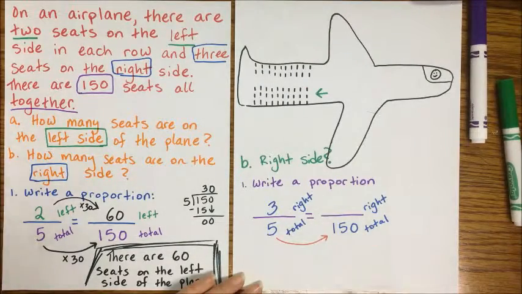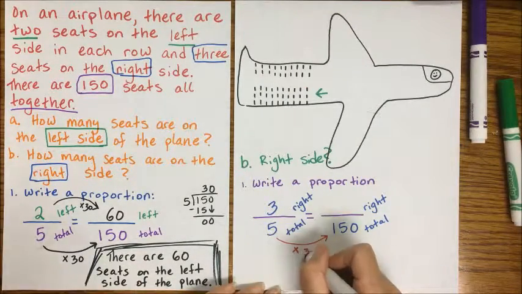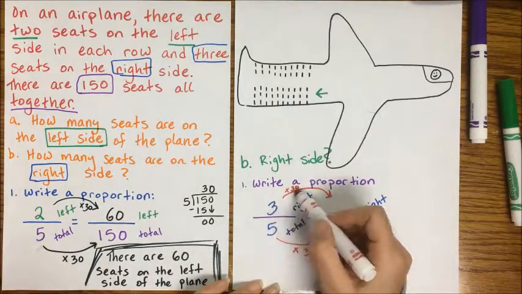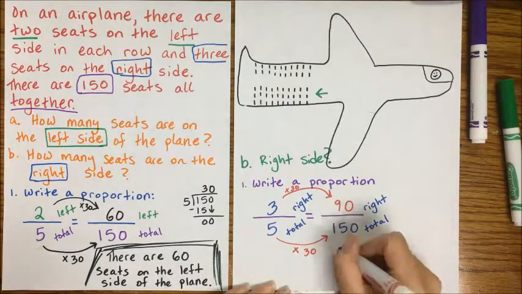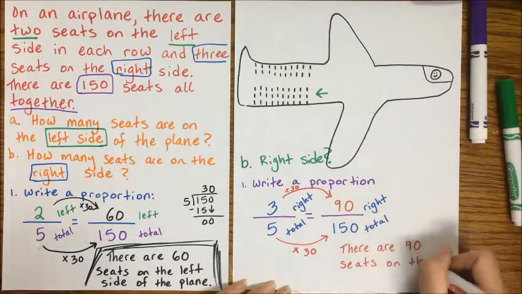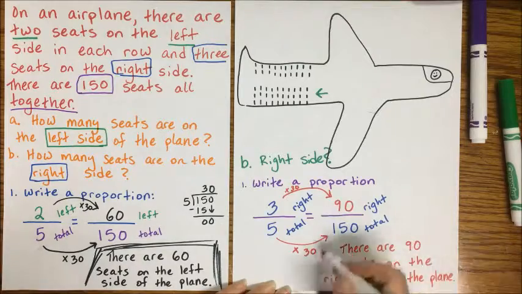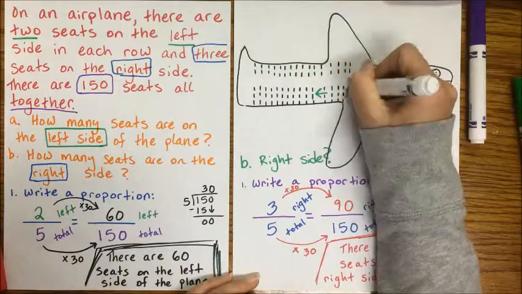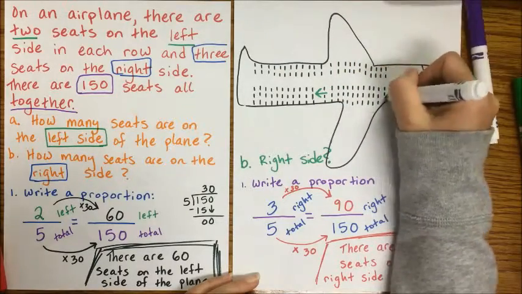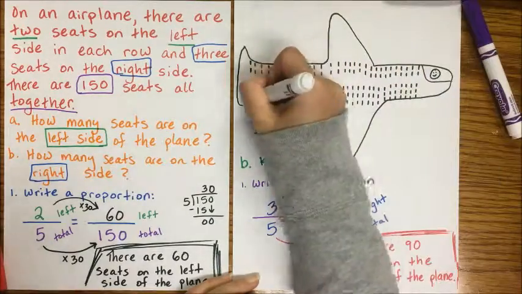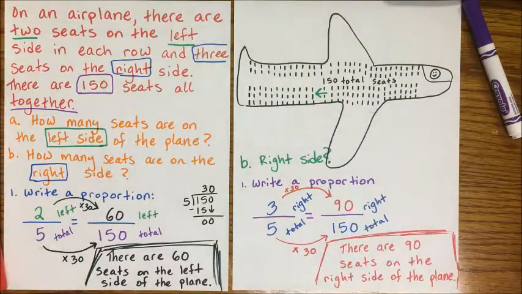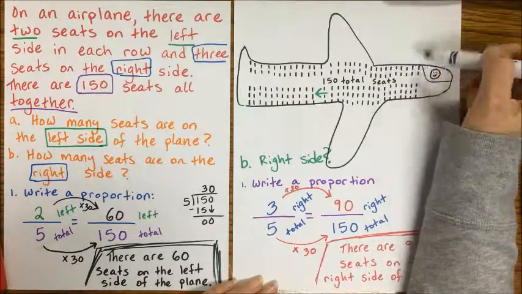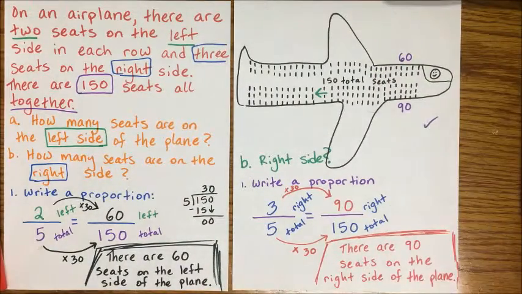Using our same scale factor from part A, since it's the same, we know that 5 times 30 gives us the 150. We do that to the top, and we find out that 3 times 30 gives us 90. So there are 90 seats on the right side of the plane. Now, if you wanted to go through and actually draw out all of the seats on the plane, you are welcome to do that, and if you count the number of seats on the left side, you'll find that there are 60, and 90 on the right.